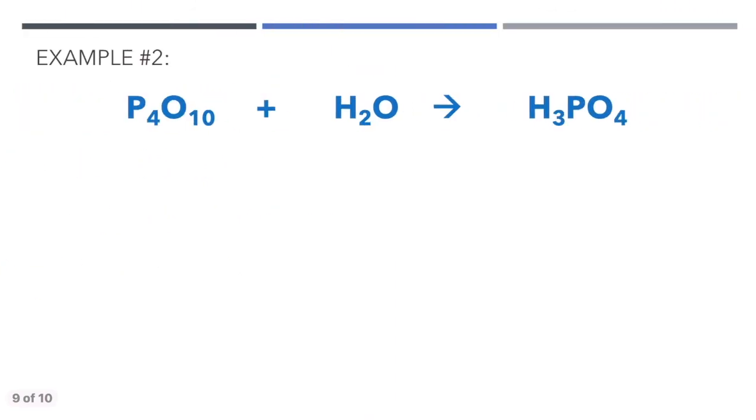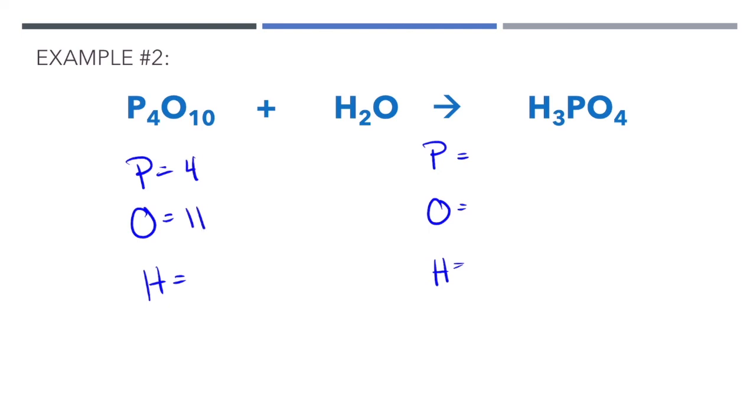All right, so now let's go ahead and do this last one. I have phosphorus, oxygen, and hydrogen, and phosphorus, oxygen, and hydrogen. So I've got 4, 11, and 2. And now I've got 1, 4, and 3. All right, so let's go ahead and balance this. We're going to start by balancing phosphorus. Remember, we're starting at the top and we're working our way down.